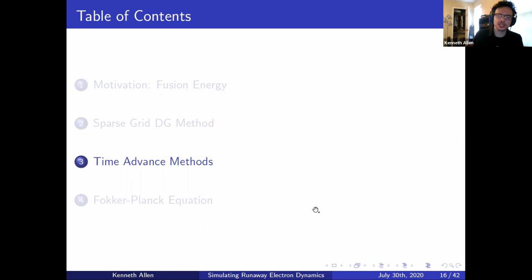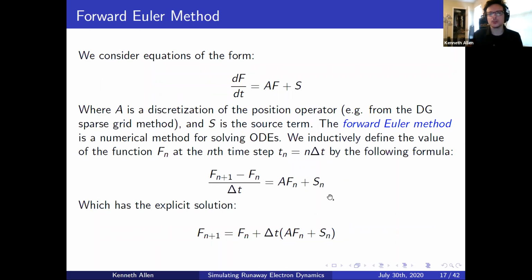So that was how we discretize the spatial domain. And now I'm going to talk about how we can discretize the time domain. Let's assume we've already discretized the spatial domain, so we have this matrix, which is a discretization of the spatial operator. Then the first example of how we can discretize the time domain is the forward Euler method.